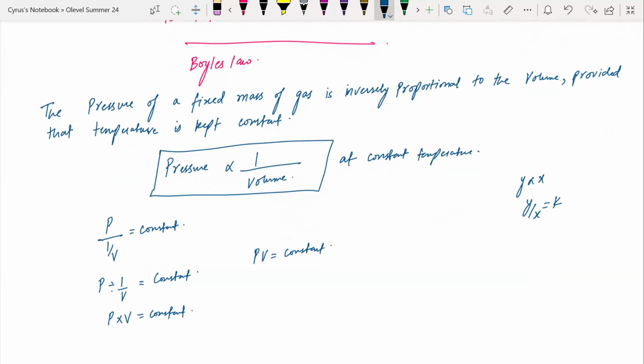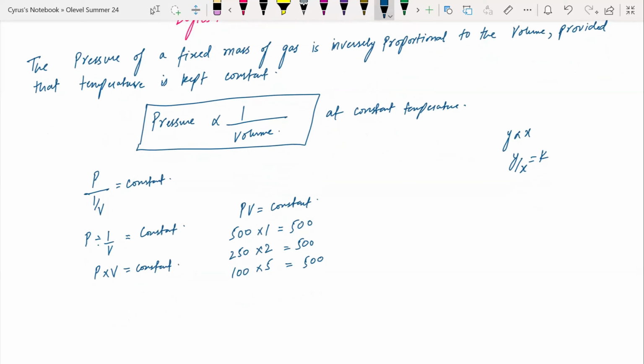Which means that if you have 500 pascals and 1 meter cube, the answer is still 500. If the pressure is less and the volume is more, the answer is still 500. If the pressure is even less, then the volume increases, the answer is still 500. I mean, it's giving you a constant. So this gives you the important relationship that P1 V1 is equal to P2 V2. Okay, this is a very important relationship, and this is at constant temperature. Remember that.